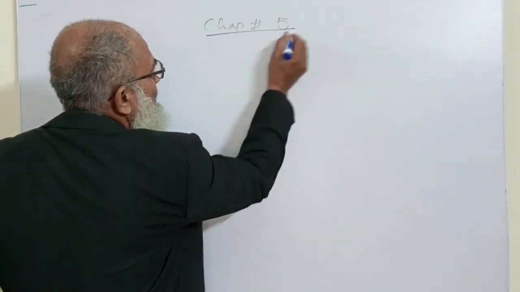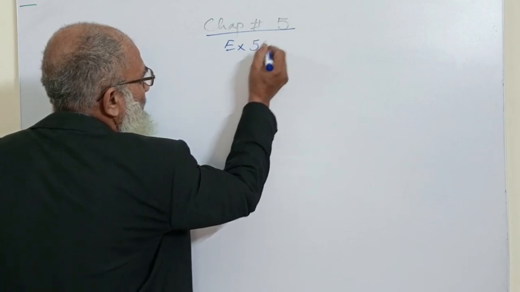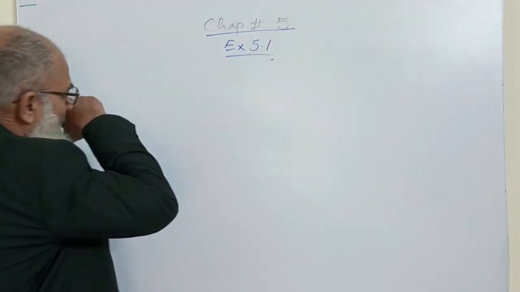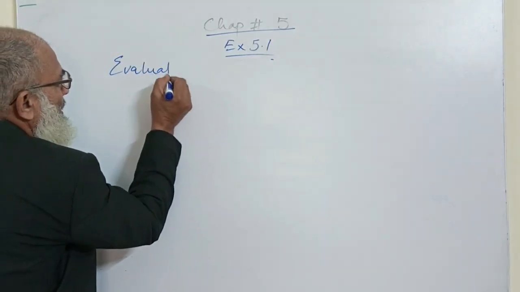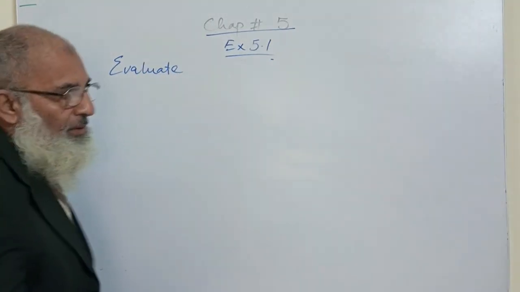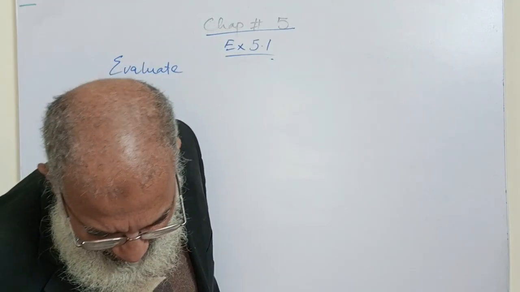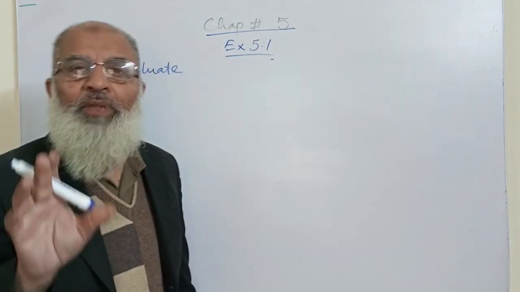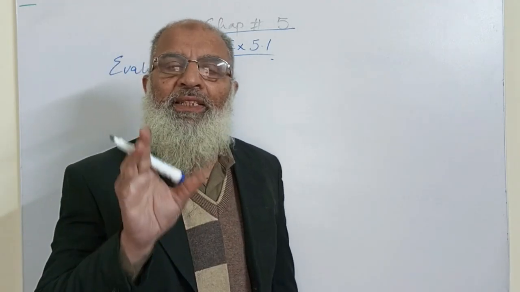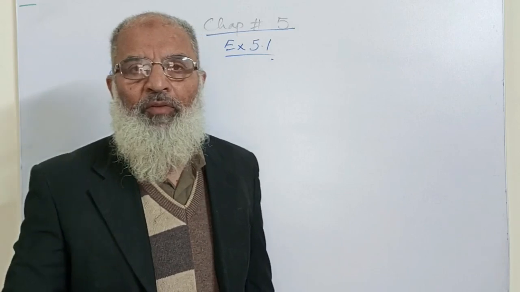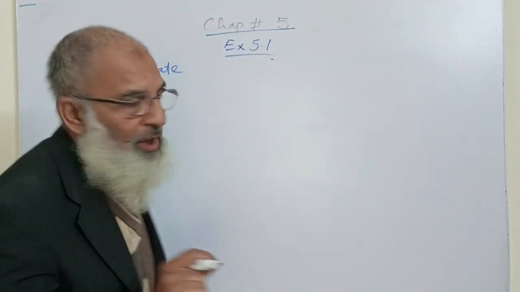Exercise chapter number 5 is there. Now exercise 5.1. Evaluate the following. Okay. Now there is some ease when you get the same denominator. When you get the same denominator, then there is some ease.